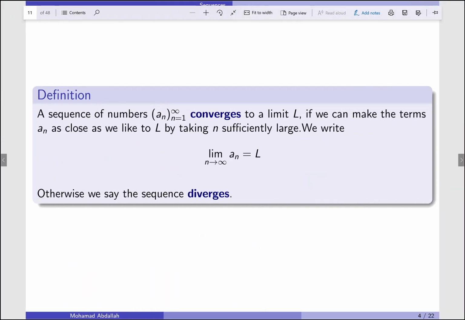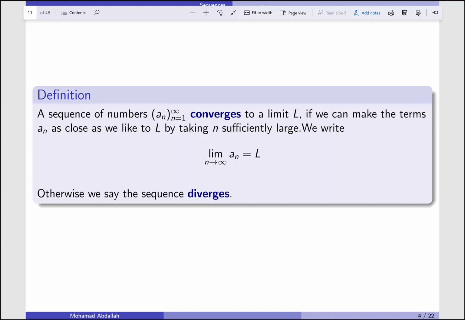Now we have a very important question here. How are we going to evaluate these limits? And that's what we're going to focus on now. Now, one more thing before starting to do some examples here. If the limit does not exist, or if the limit is equal to plus or minus infinity, then we're going to say that the sequence diverges.